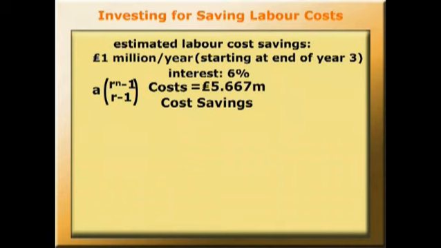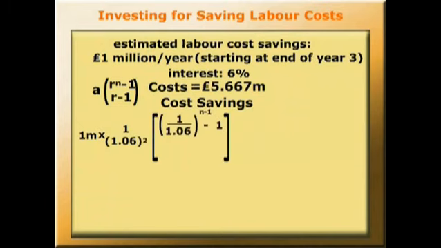But we need to modify it as the cost savings don't begin immediately. A, the £1 million worth of savings, only begins after 2 years. This is 1 times 1 over 1.06 squared. So we have 1 million times 1 over 1.06 squared, and then inside the brackets 1 over 1.06 to the n minus 1 minus 1 over 1 over 1.06 minus 1.